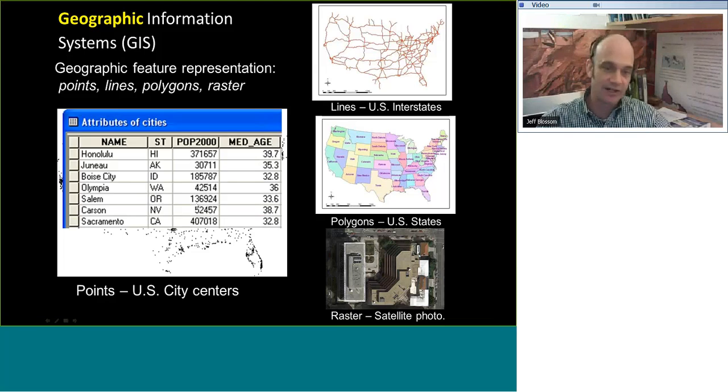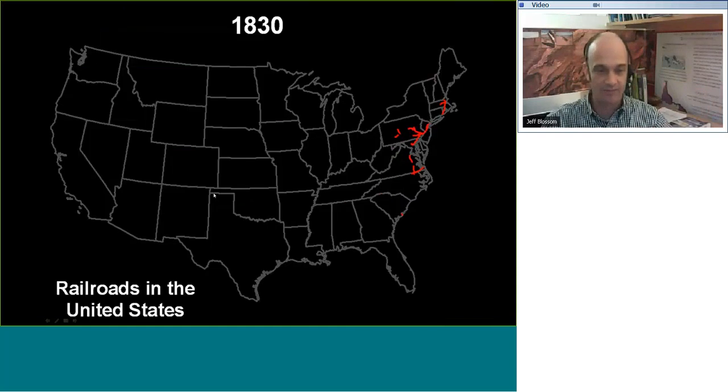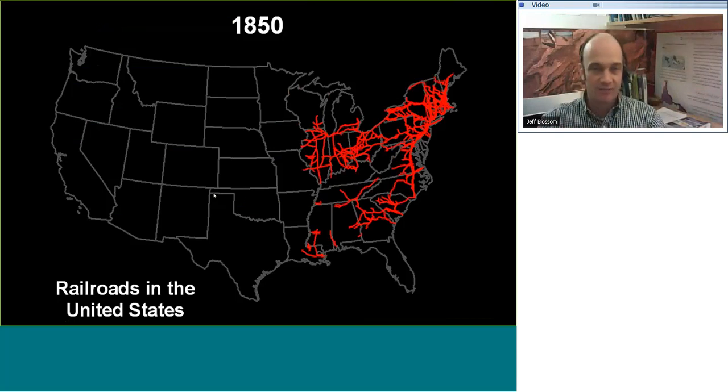Another thing to mention here is that along with each feature on the map, we can also associate information. For example, I just brought up a table showing this cities data set. So not only do we have a location on the map for each city, but we also have information such as the name of the city, the state, population, and then all kinds of other information can be built in.